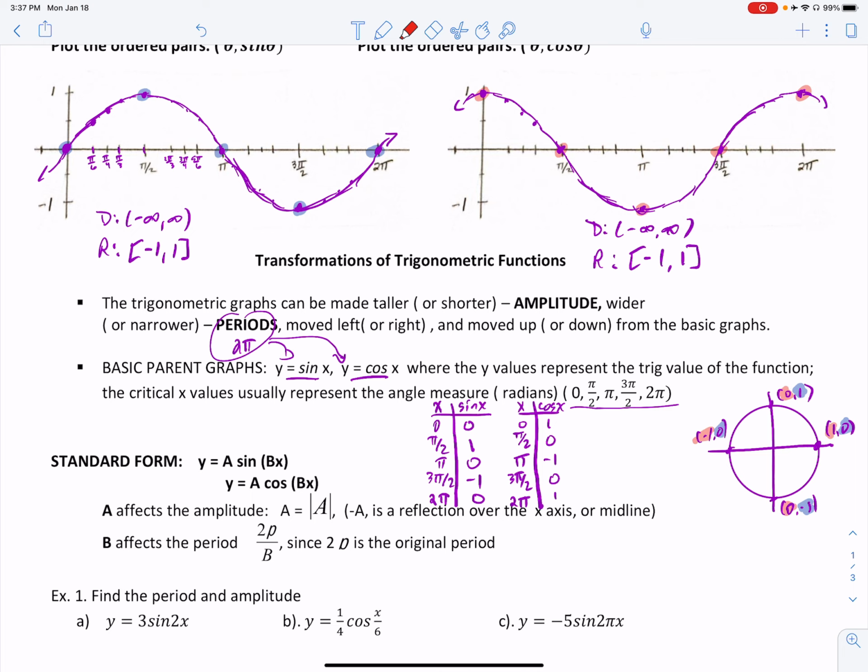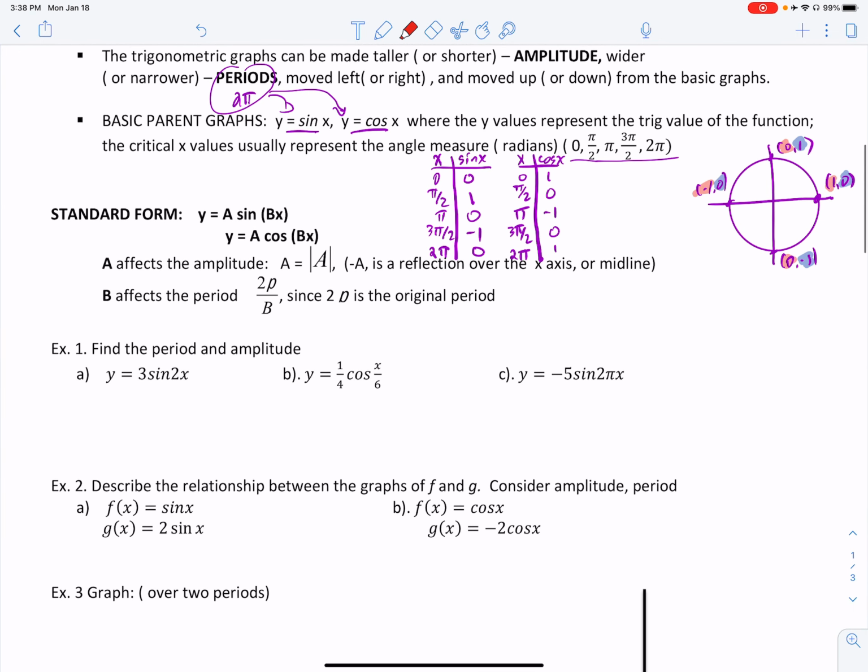All right, so we have the standard form. y equals a sine bx and y equals a cosine bx. The a value affects the amplitude, and if it's negative, we reflect in the x-axis. The b value affects the period. And so in b, we're going to find out that the period is equal to 2 pi divided by b. Or if I switch that out, solve for b, b is 2 pi divided by the period. We're going to be using both of those.